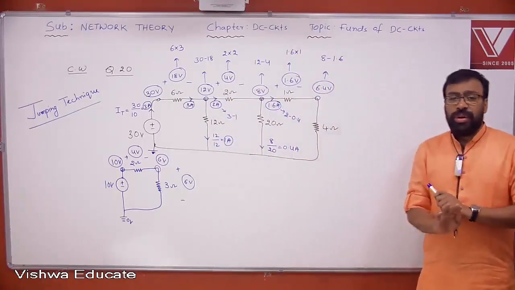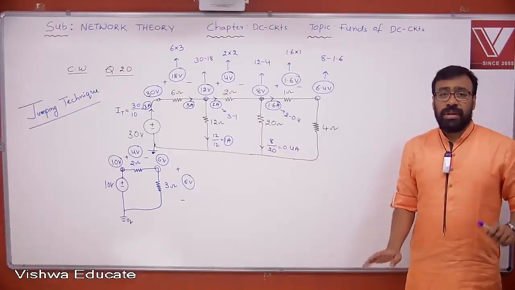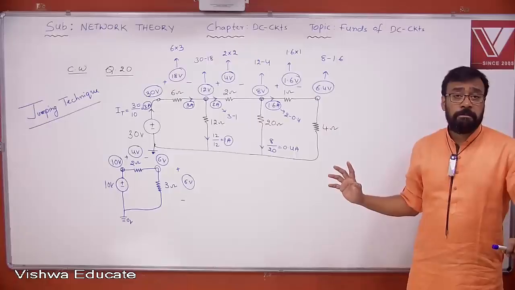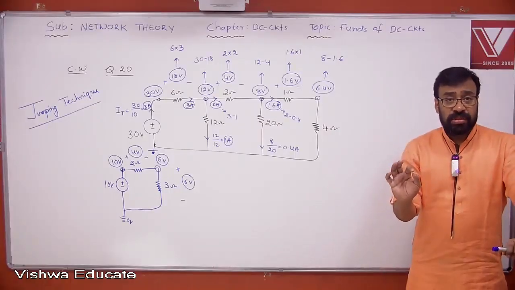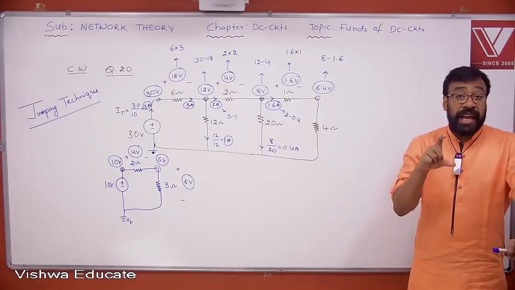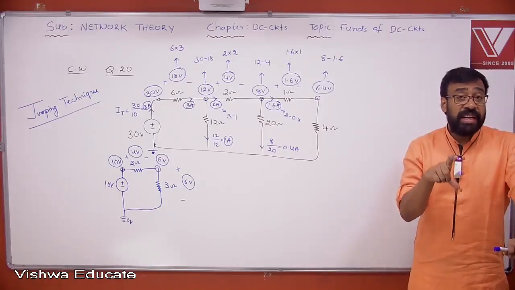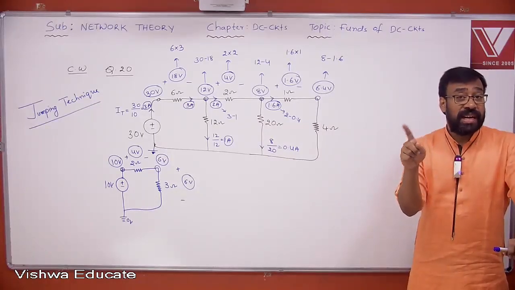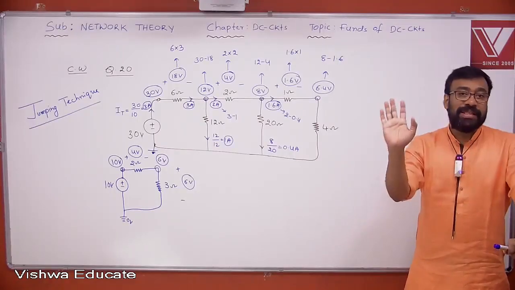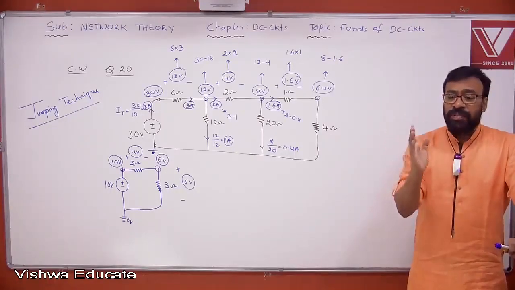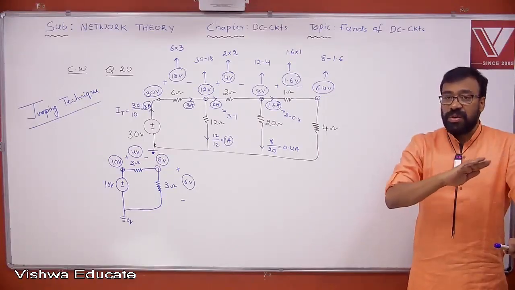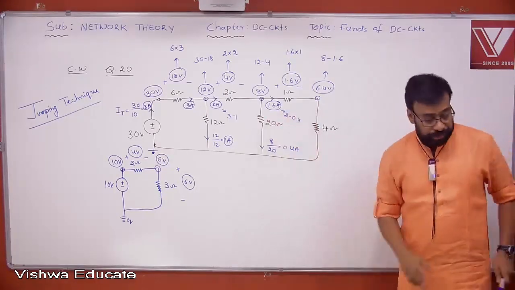No reduction, no current division, no voltage division. But I'm telling you, this method is applicable only for networks with a single energy source, and also where the input resistance can be determined without applying star delta transformation. So if you are able to do that, then you can apply this jumping technique. For a network where star delta transformation is required to find the input resistance, this method is not applicable. Okay, please note down.